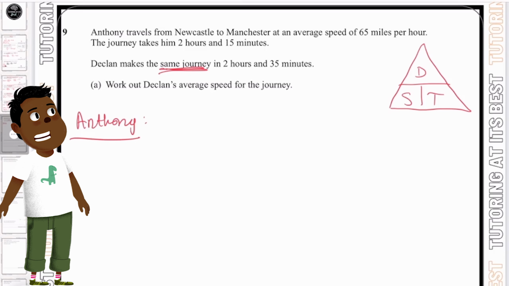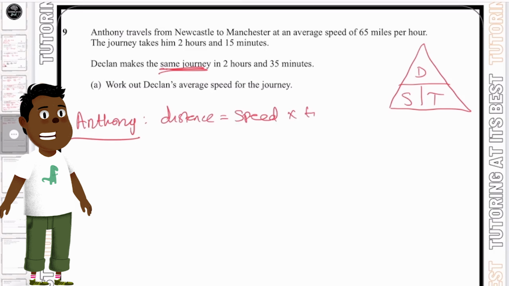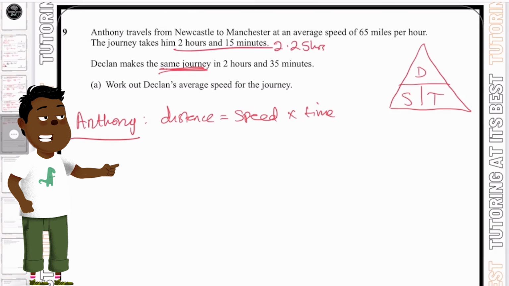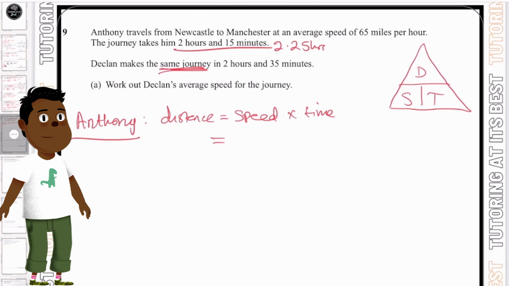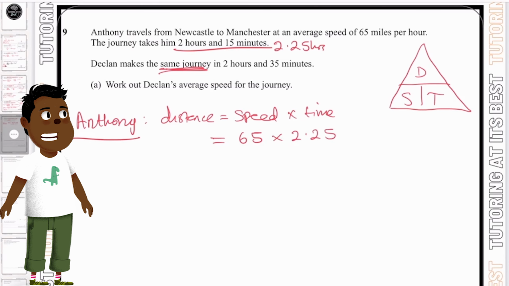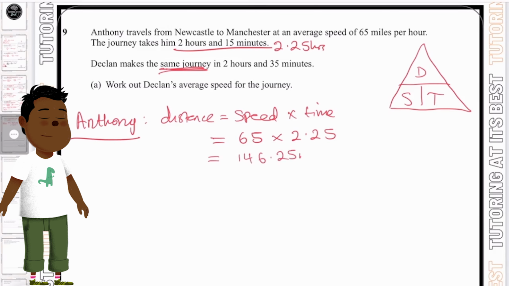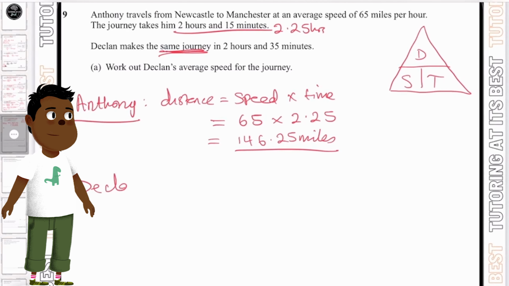So again, we'll draw out our equation, and that's your distance, speed, and time. We will then convert 2 hours 15 minutes into a decimal, which is 2.25 hours. And let's start off with Anthony. So with Anthony, we have his average speed and we have the time, but we don't have the distance. So with speed times time, that will be 65 multiplied by 2.25. So now I know that my distance will equal 146.25 miles.